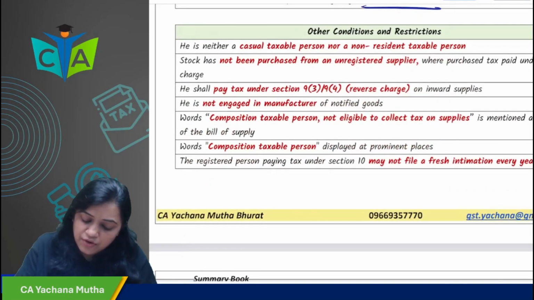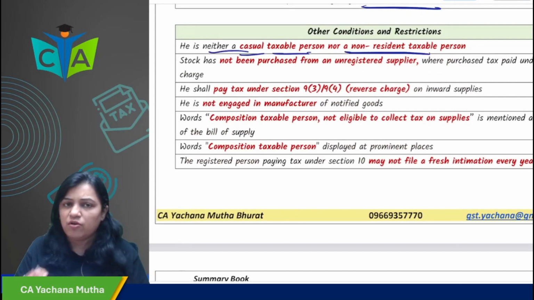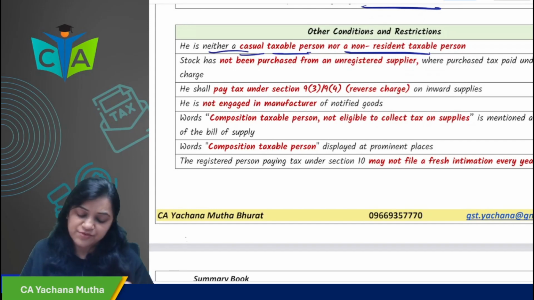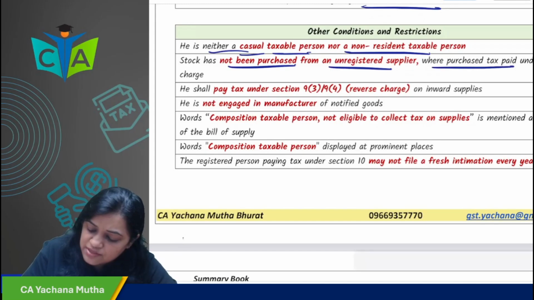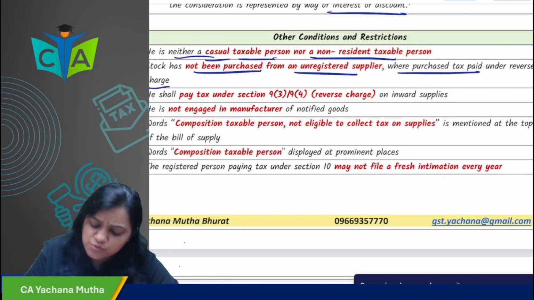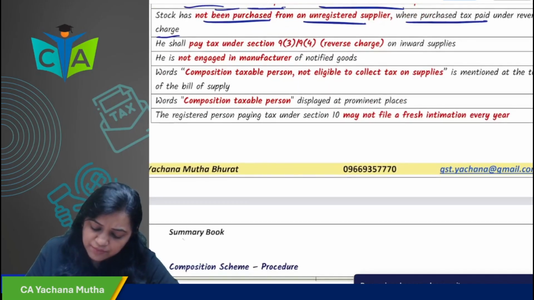Now the composition scheme is allowed if you are neither a casual taxable person nor a non-resident taxable person. This point we have already seen. Next, stock has not been purchased from an unregistered supplier where purchase tax is paid under reverse charge. Now this point is not very relevant. When GST came, it was relevant, so you can skip this.